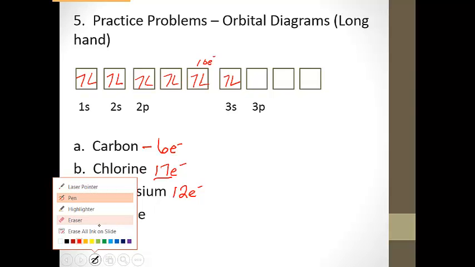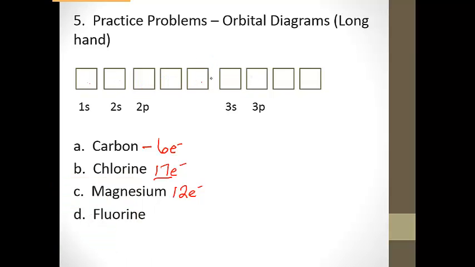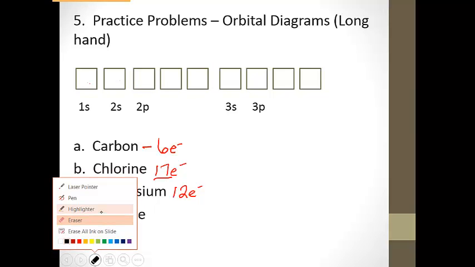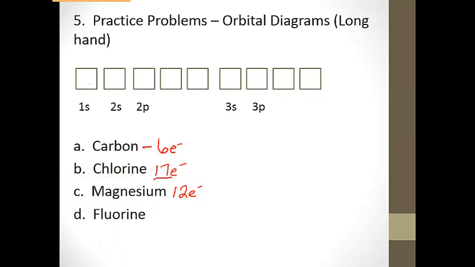Lastly, we have fluorine, and if you take a look at your periodic table, fluorine has 9 electrons. And again, we start with the 1s, lowest energy, moving our way up to higher energy. We're at 4 electrons now. And so this would be 5, 6, 7, and then 8, 9. We don't have a choice but to pair some of those, but we did follow Hund's rule by not pairing them until we had to. So that would be our 9 electrons, and we wouldn't need the 3s or 3p at all in that case.